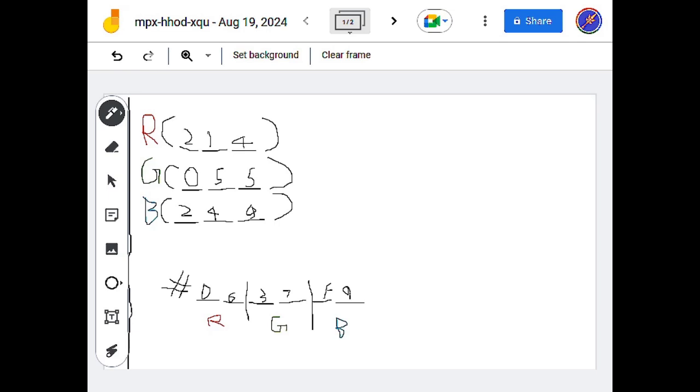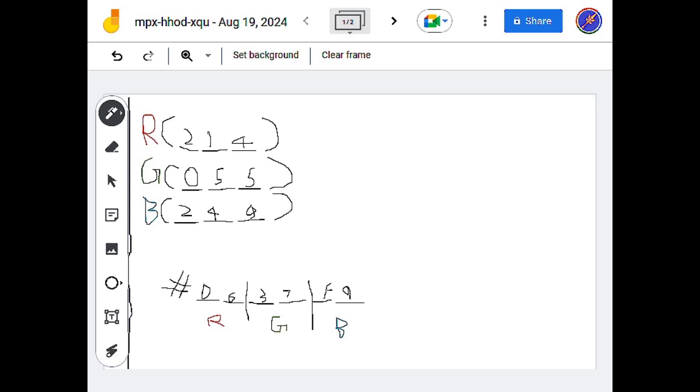Let's put in our RGB there. Well, this thing also allows you to put in a hex and get an RGB. So we're going to put in that hex code there. D637F9. Perfect. Ooh, that's a nice color. And it gives us a 214R, 55G, and 249B. So, yeah, that's correct. We did the math right.